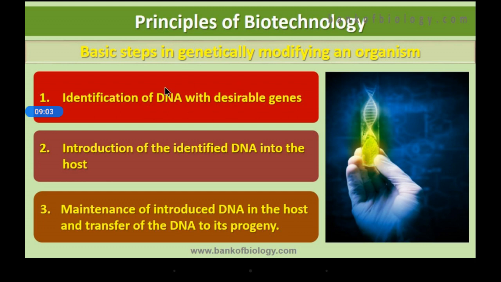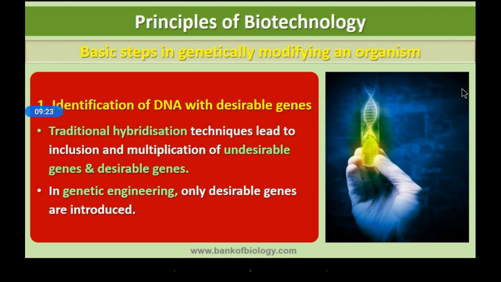That means the selected one should ultimately be seen in the progeny, right? So these are the important 3 steps for genetically modifying an organism. We will discuss these 3 steps in detail. So the first one: identification of DNA with desirable genes.